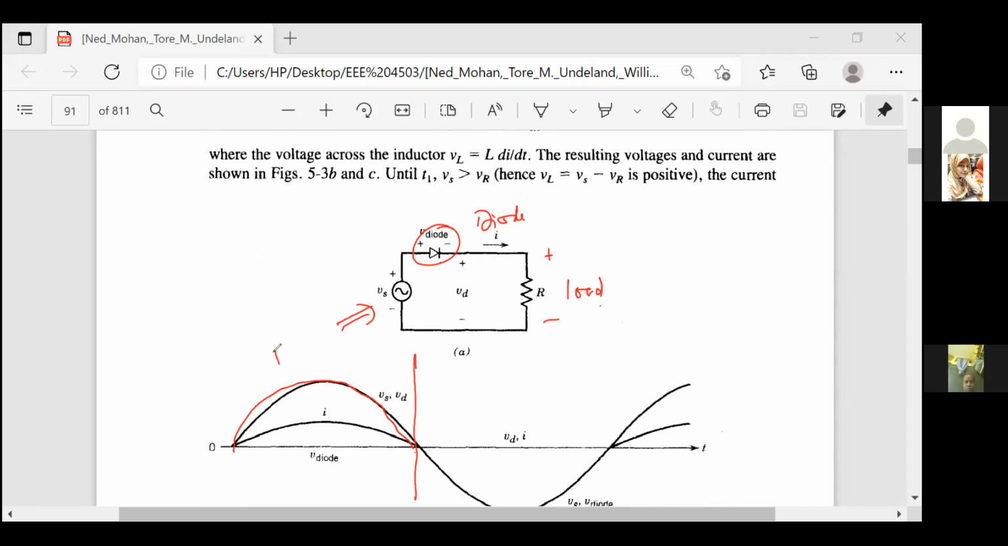Diode is on. So the output voltage must be equal to the source voltage, that is why we will get the same waveform here. And for the negative half cycle, the current is 0.